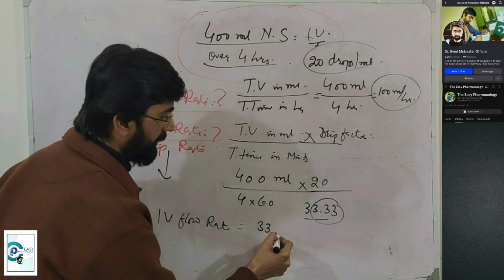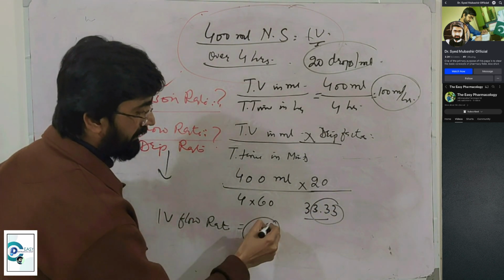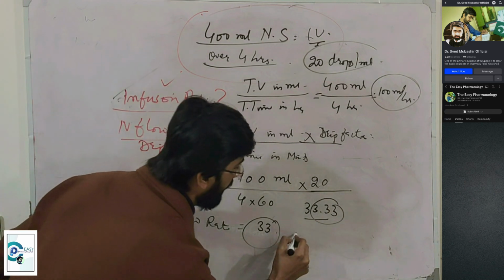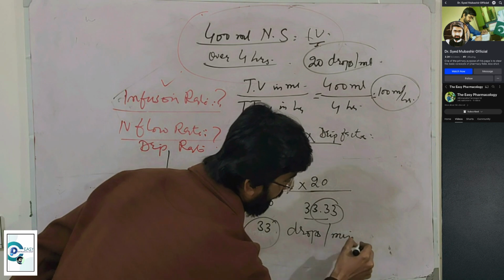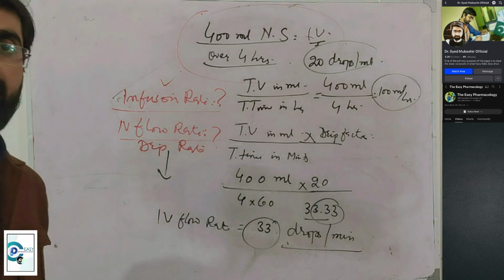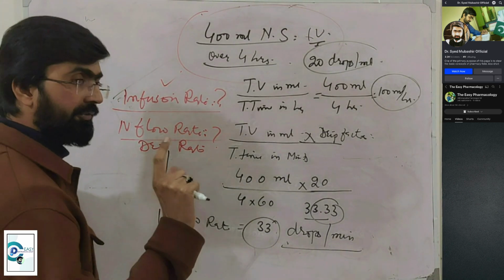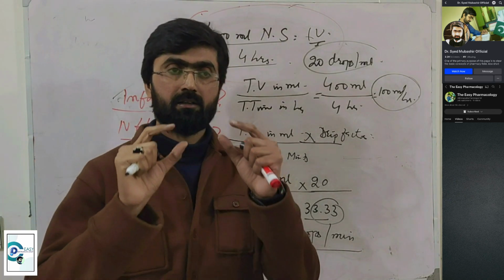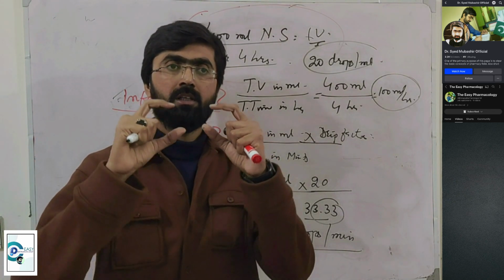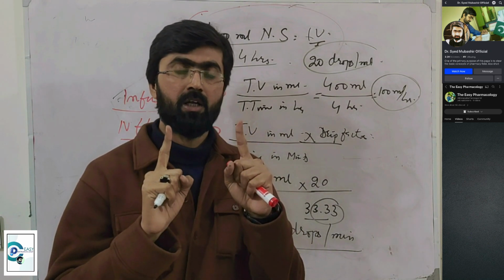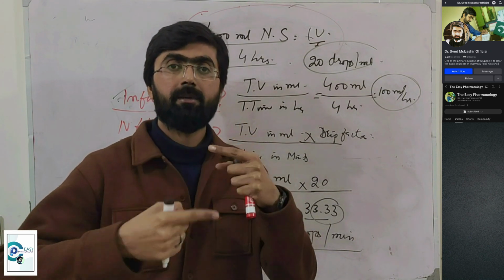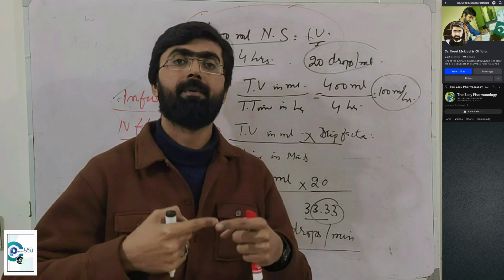इसको राउंड ऑफ करके हम टोटल बस 33 ही लिखते हैं. 33, unit is what? 33 drops per minute. Now this is the answer. If you set the falling of 33 drops in 1 minute, okay, so this will be what? This will be the flow rate or drip rate.